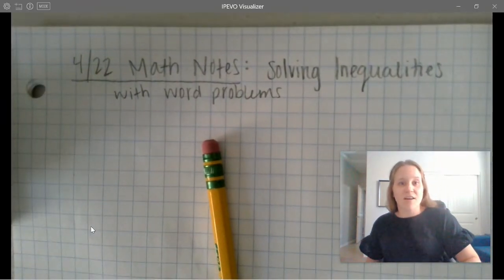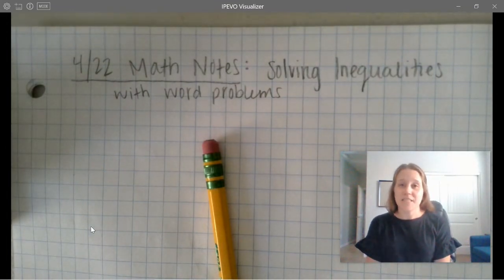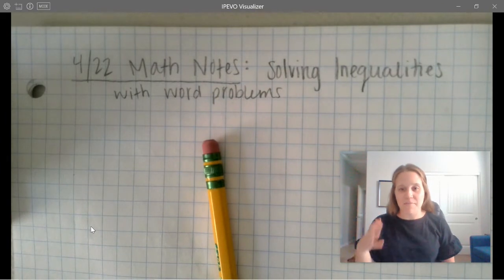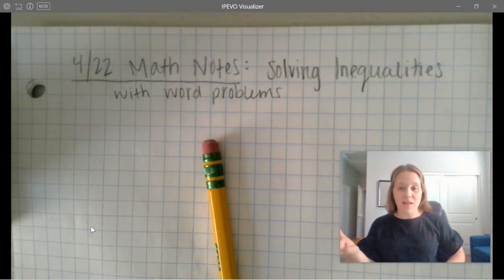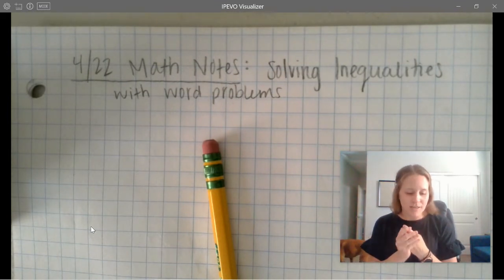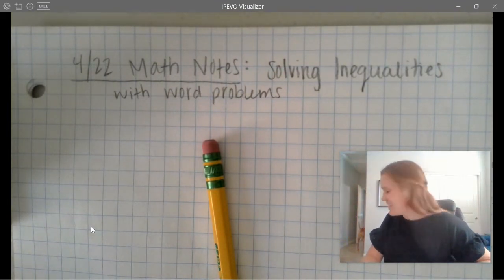Today we are working on solving inequalities with word problems. We've done this before in class, and we practiced the same set of skills last week when we solved equations with word problems. So today we're combining what we've been practicing with inequalities with what we have already practiced with word problems and equations. That is our job today. We're going to complete a few practice questions.